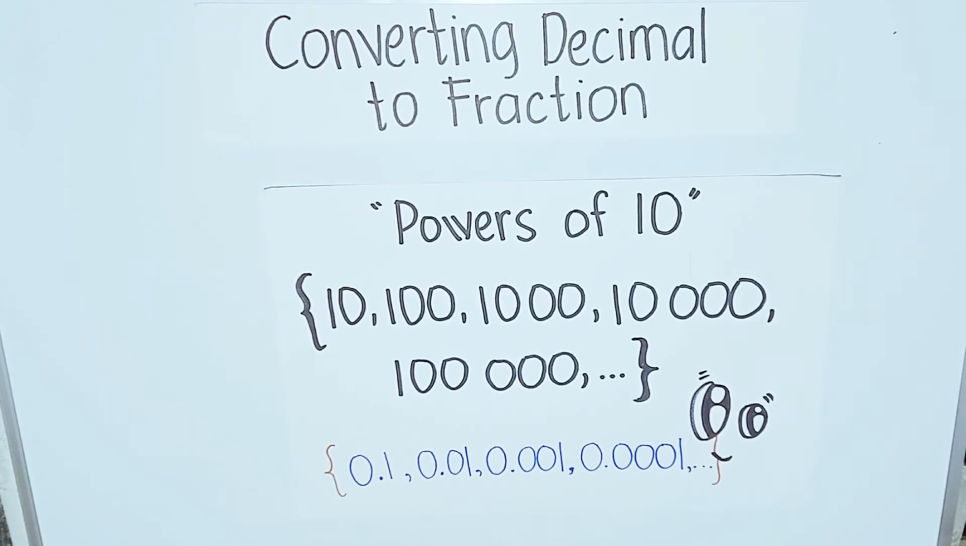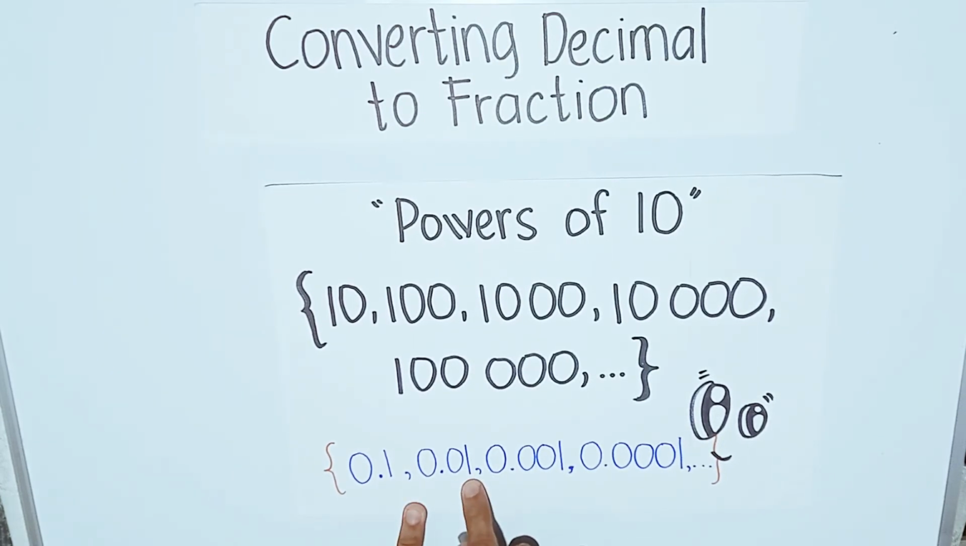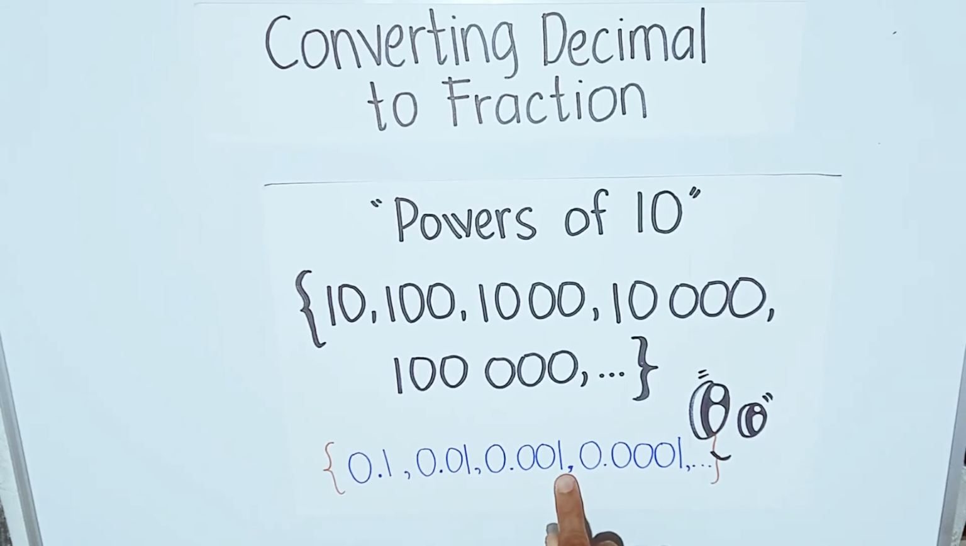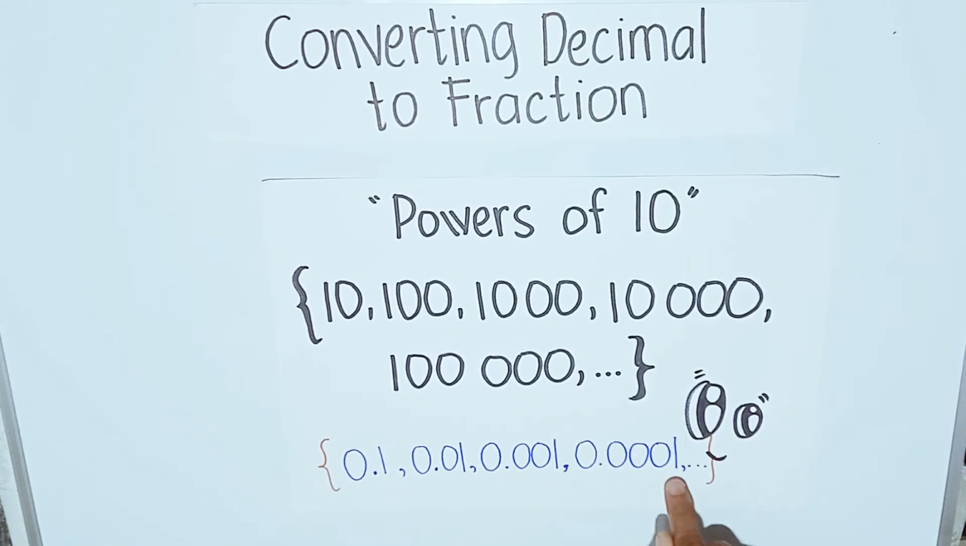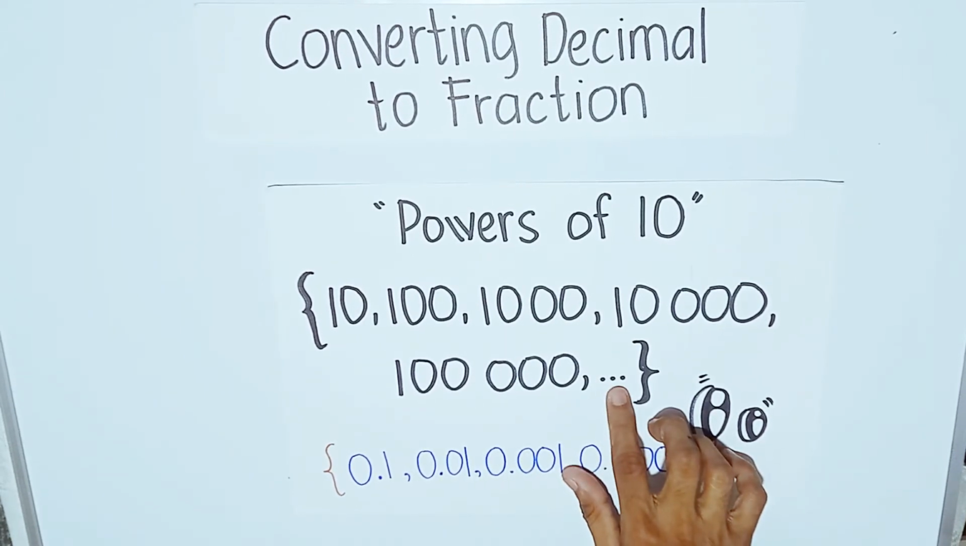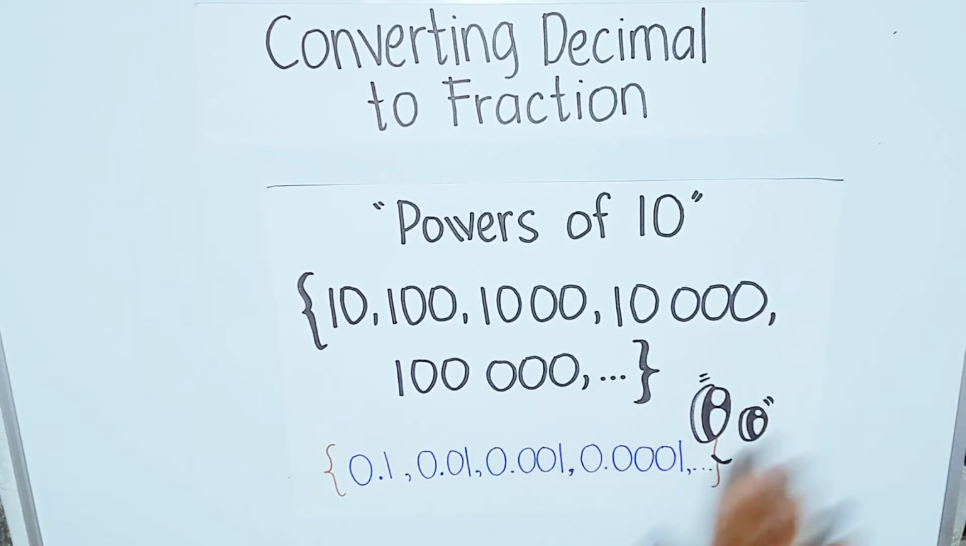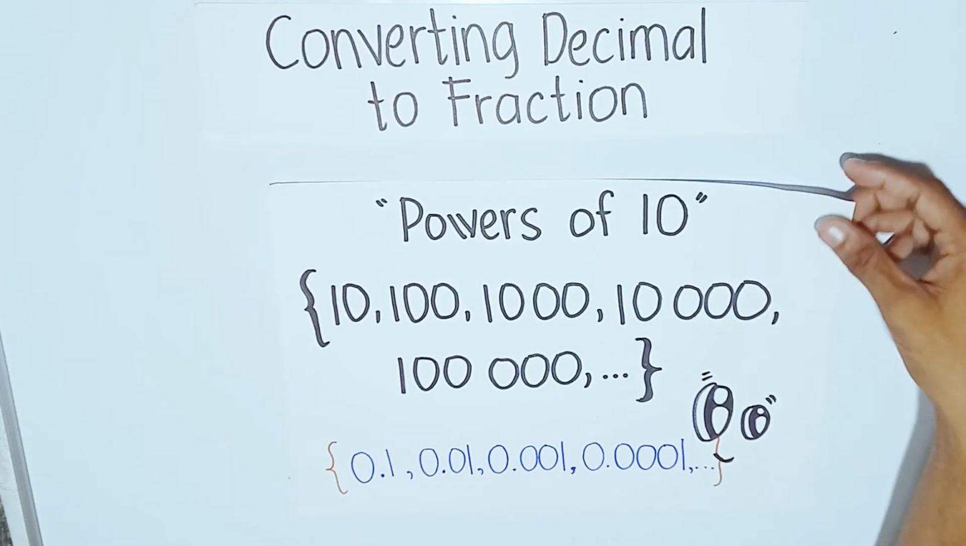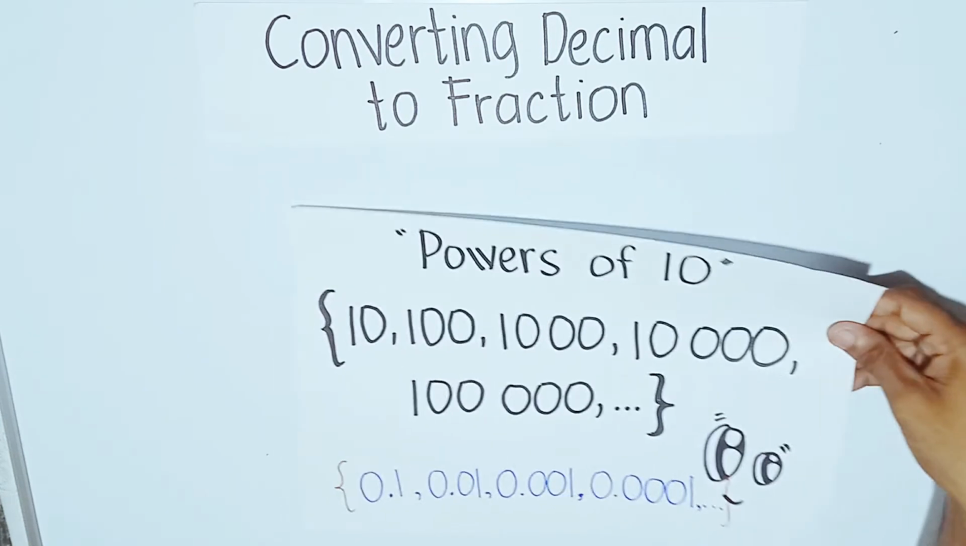Next, into decimal form naman, meron tayong 0 and 1/10, 0 and 100s, 0 and 1,000s, and meron tayong 0 and 10,000s, and so on and so forth. Meron tayong tatlong ellipses dyan, so ibig sabihin, madami pa yan. Madami pang 0 dyan o madami pang powers of 10. Now, wag natin kakalimutan yung powers of 10.